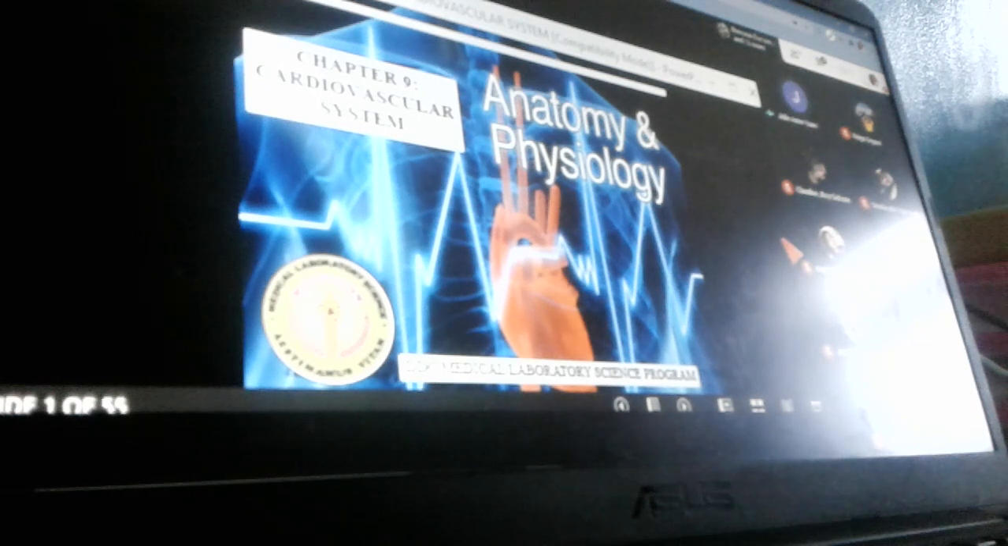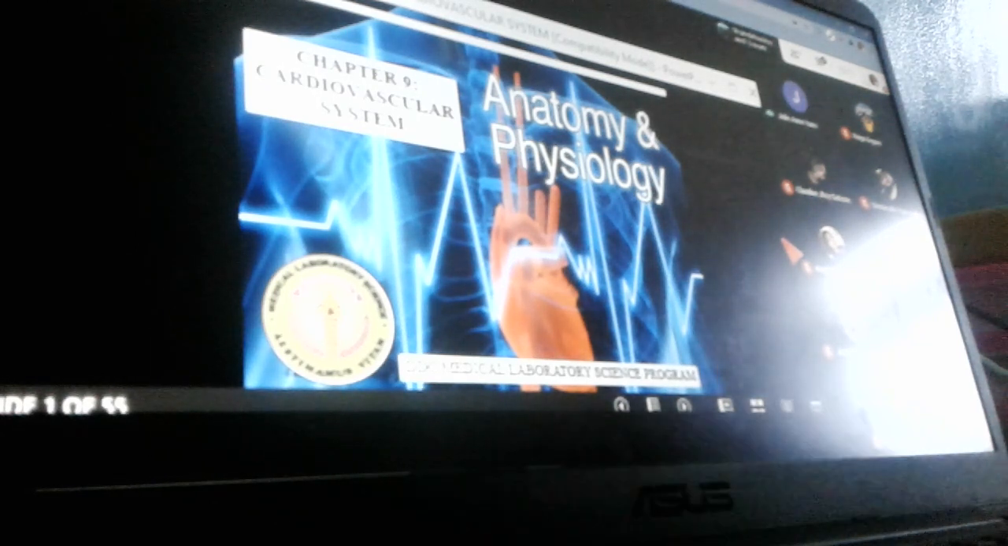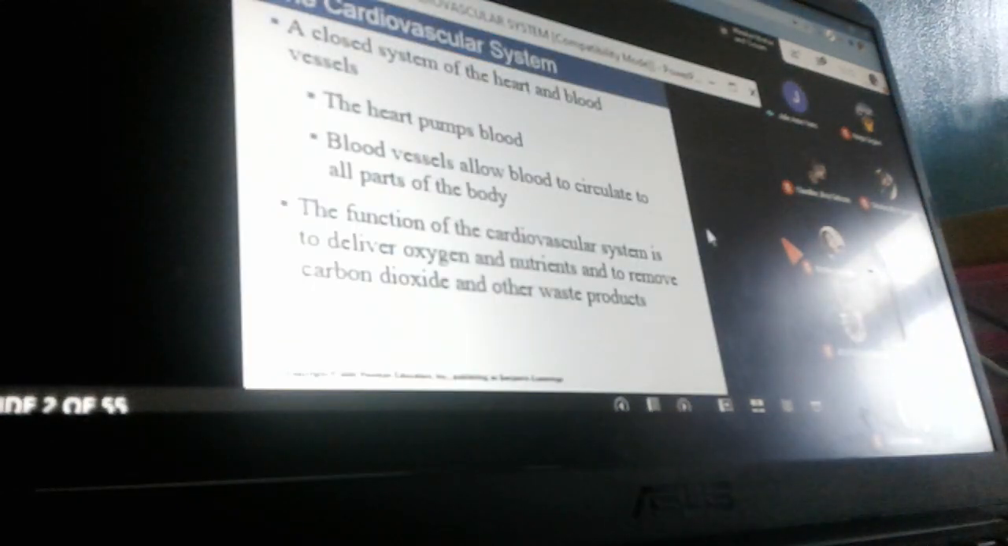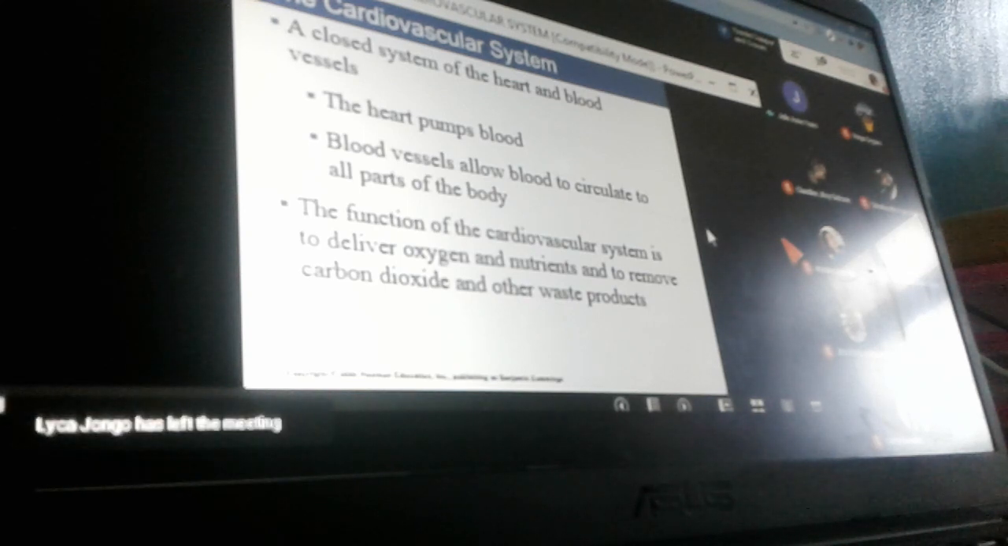Okay? So whereas yung right side naman ng heart natin, it pumps blood papunta sa ating lungs. Okay? So kung mapapansin niyo, class, our heart does not rest. Okay? So, dito malalaman natin kung bakit kaya or paano kaya nangyayari iyon.